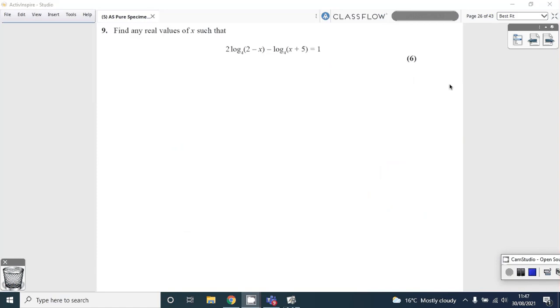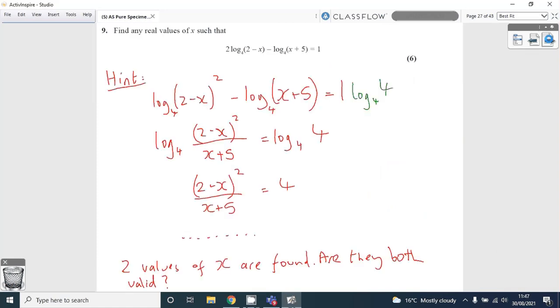Question 9. So the hint. Now the key thing here is that the two terms on the left hand side are both log to the base 4. So you really want to get the right hand side also to introduce log to the base 4. Now remember, anything to its own base is 1. So we can just replace the 1 with one lot of log 4 to the base 4.